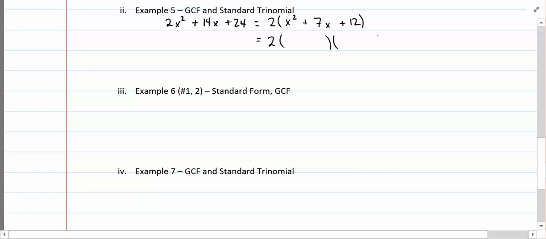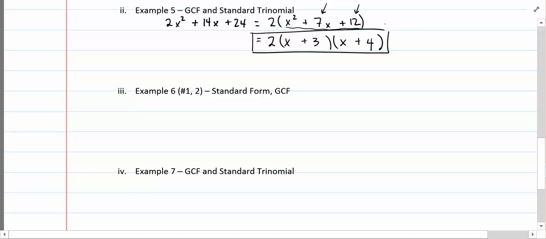At this point, we should double check to make sure that this problem is factored completely, and you should recognize by now that it's not, because this trinomial can be factored into a pair of binomials. Since it's a standard trinomial at this point, I know that x and x goes in the beginning of each of these binomials, and the integers that multiply together to equal 12, but add together to equal 7, are both positive numbers. One's a positive 3, and the other is a positive 4.